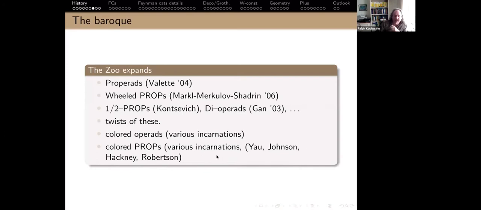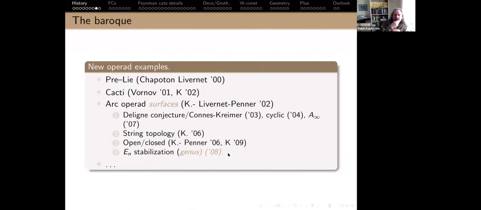Yau, Johnson, Hockney, and Robertson wrote books on this and looked at these things. So there are all these various beasts out there. And we also have interesting new operad examples. So the pre-Lie operad is a very nice operad, which isn't a leaf-gluing operad on trees, but was an insertion operad on trees. So cacti are an insertion operad of sorts.